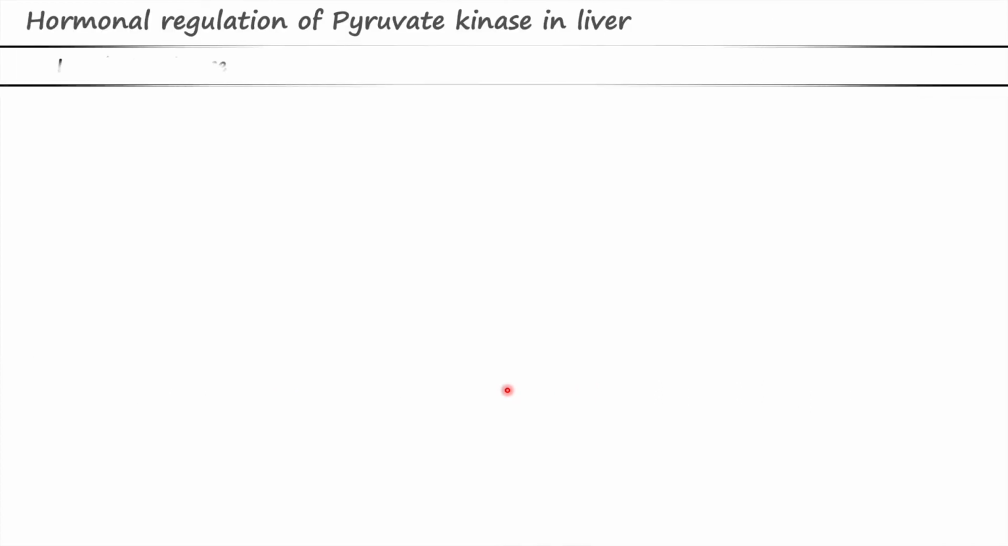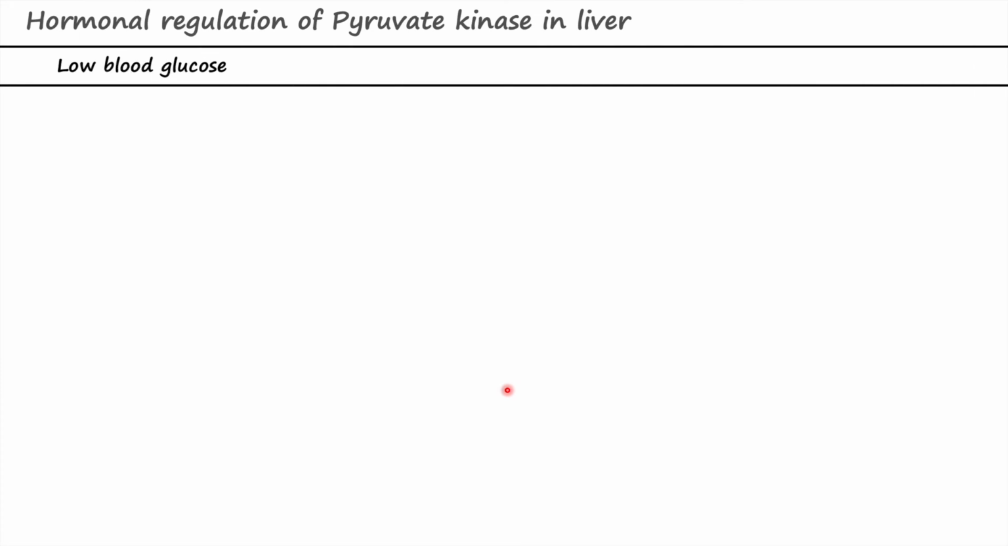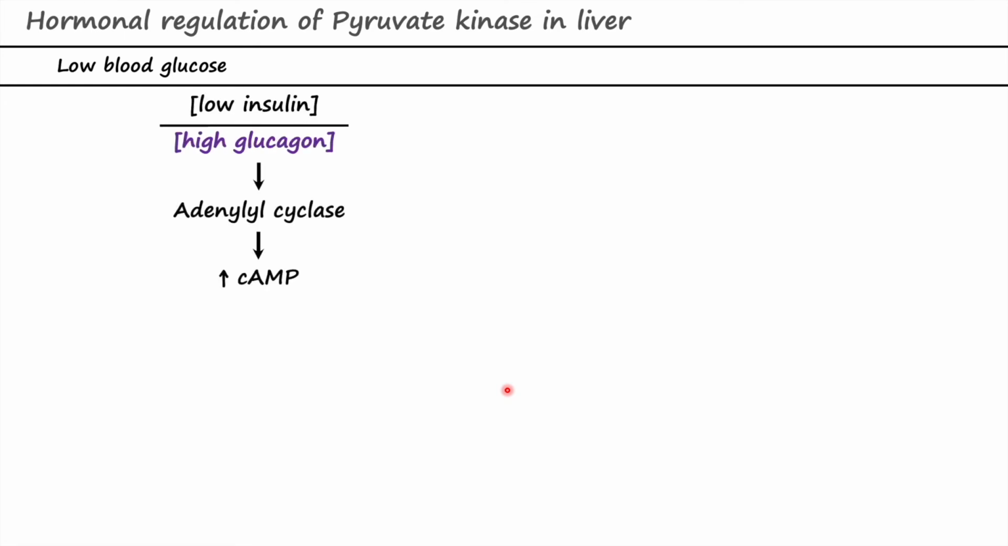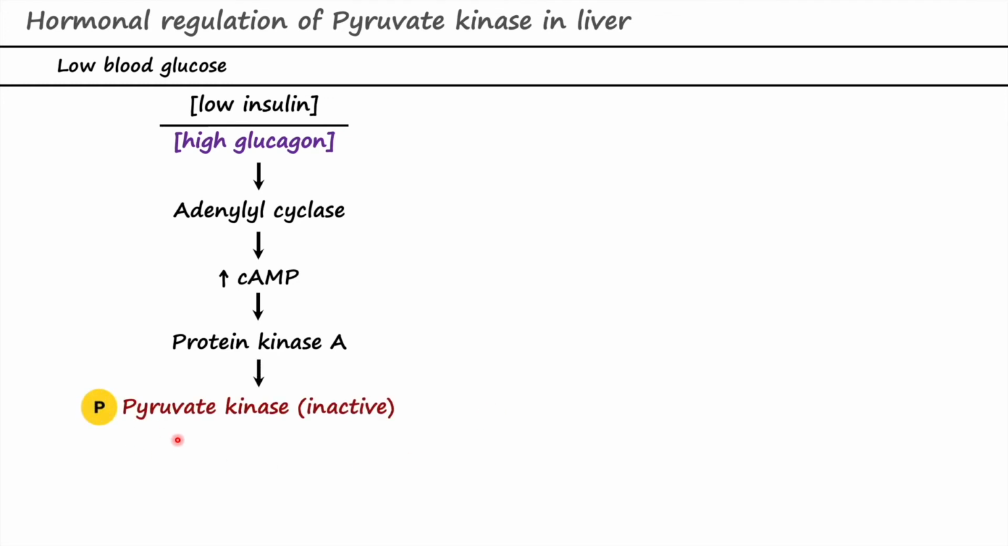So now let's talk about the hormonal regulation of the pyruvate kinase enzyme in the liver. In the presence of low blood glucose, there is an increase in glucagon level in the blood, which further increases the cyclic AMP level, which activates the protein kinase A enzyme, and protein kinase A phosphorylates the pyruvate kinase enzyme, resulting in the inactivation of pyruvate kinase. Therefore, phosphoenol pyruvate cannot be converted into pyruvate, and hence the rate of glycolysis is reduced.